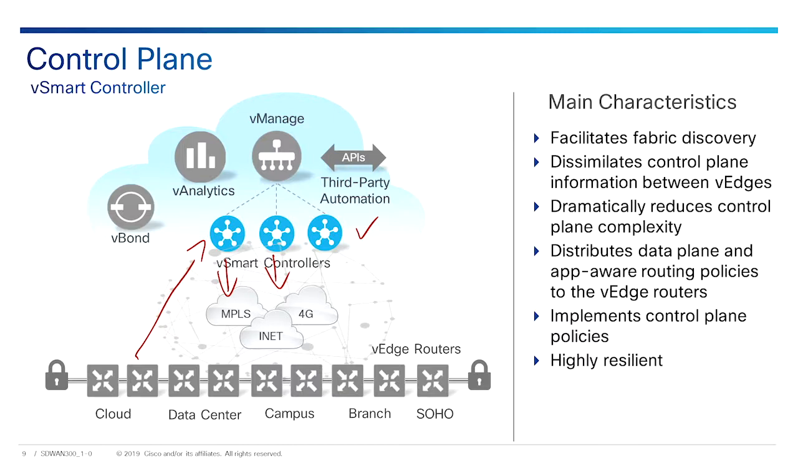vSmart controllers also distribute data plane and application-aware routing policies to the vEdge routers for enforcement. Control policies, acting on the control plane information, are locally enforced on the vSmart controllers. These control plane policies can implement service chaining and various types of topologies, and generally can influence the flow of traffic across the fabric.